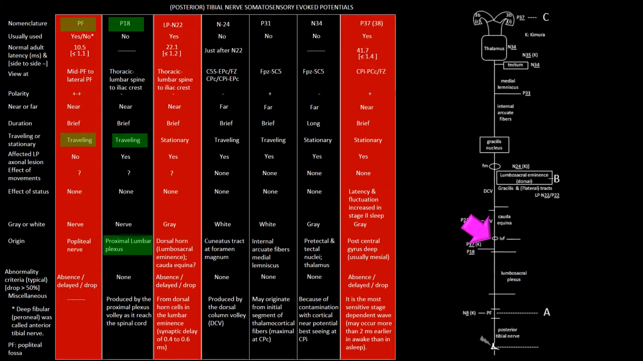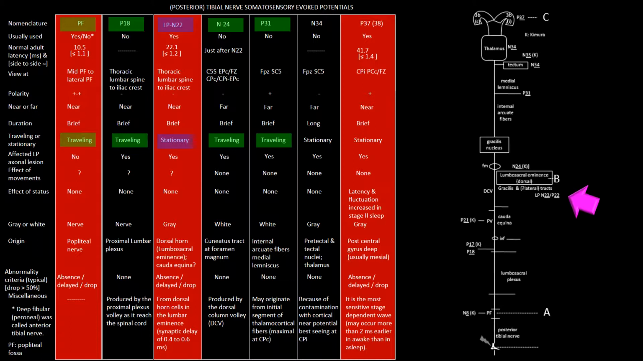Most authors I have read believe it arises from the proximal lumbar plexus prior to the fibers of this plexus entering the spinal canal through the intervertebral foramina. N24 results from the dorsal column volley going through the foramen magnum. And P31 is the last traveling potential usually recorded using regular lower extremity somatosensory evoked montage. It corresponds to the electrical activity traveling in the internal arcuate fibers as they go into the medial lemniscus.